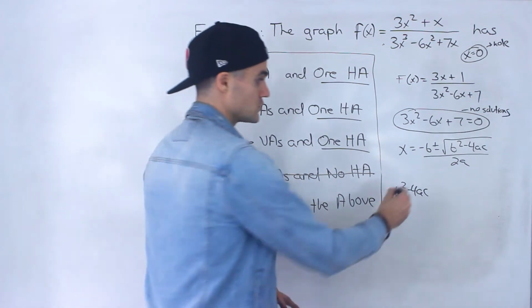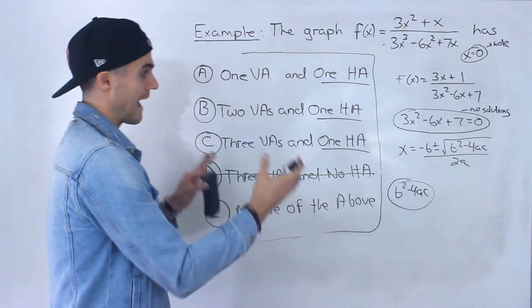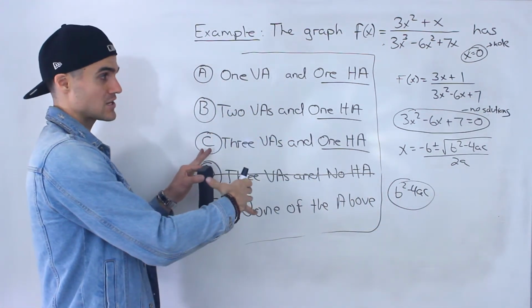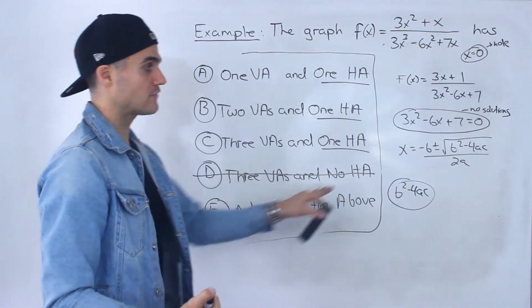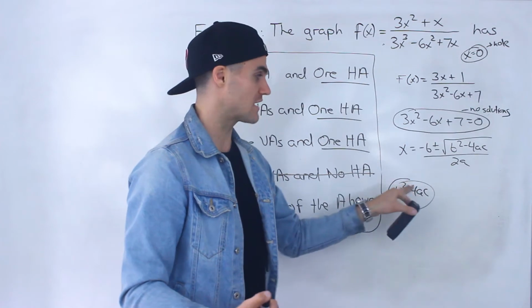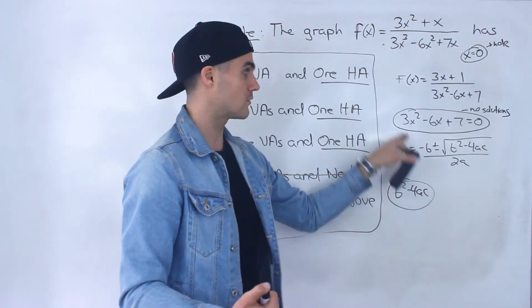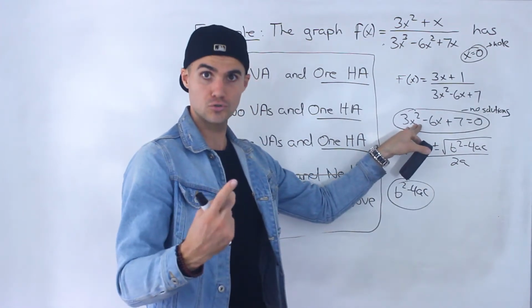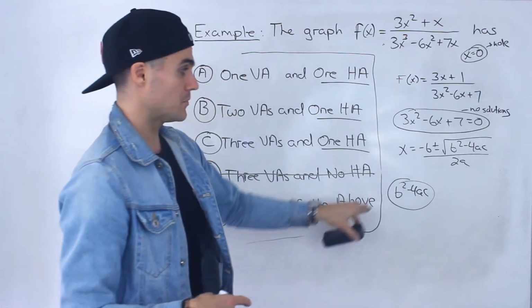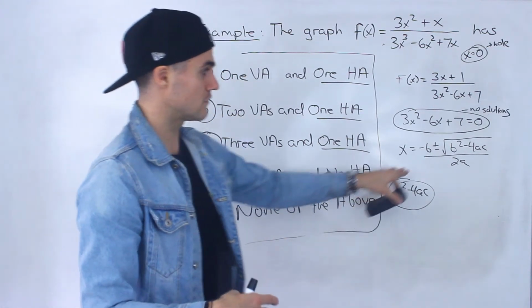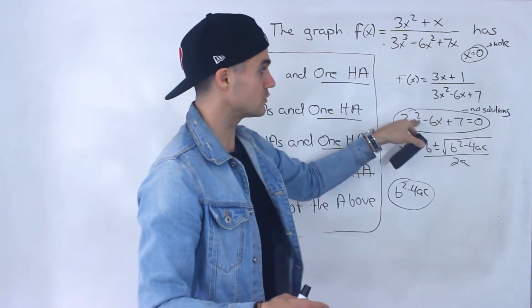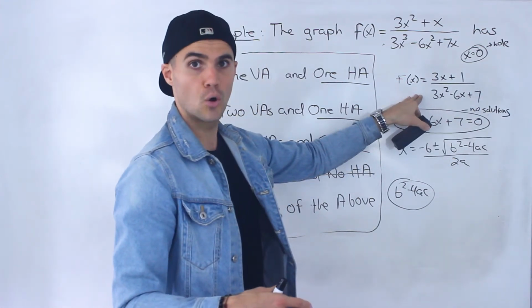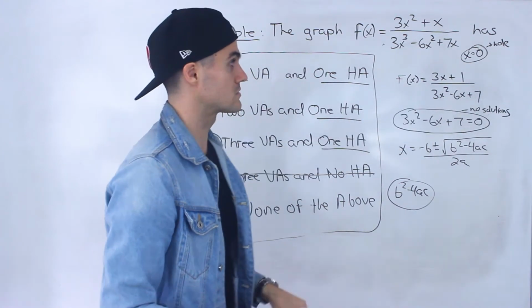And the reason we can just use this is because they're not asking for the actual vertical asymptotes. They're just asking how many vertical asymptotes there are going to be. So we don't have to actually find the x values. We just have to find how many there are, right? With this, there's either going to be 2, 1, or none. But because that discriminant was negative, and you can't square root a negative, there are actually no solutions to this, which means there are no vertical asymptotes.